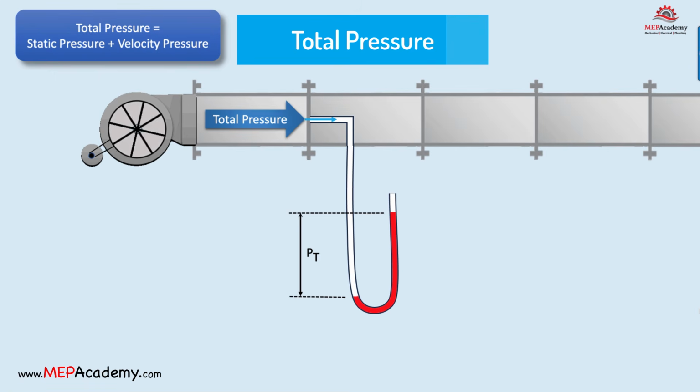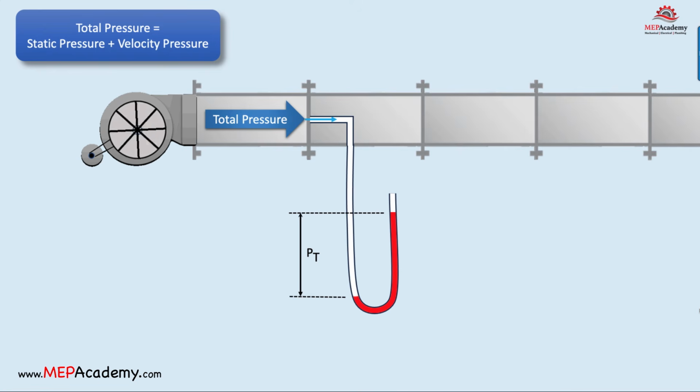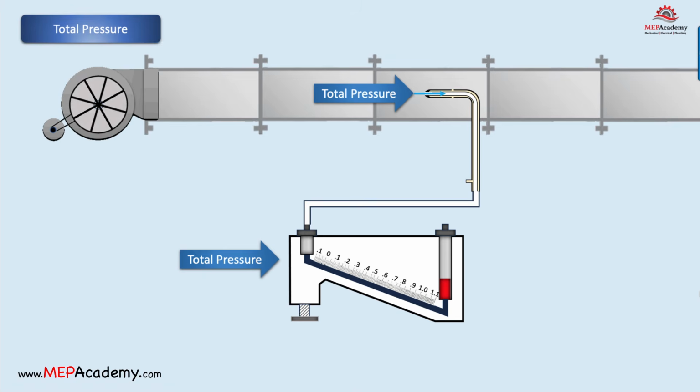Total pressure. A total pressure probe positioned in line with the airflow detects both the duct's velocity pressure and static pressure, resulting in the total pressure. Meanwhile, a static pressure probe, oriented perpendicular to the airflow, exclusively measures static pressure. The disparity between the total pressure reading and the static pressure reading represents the velocity pressure.